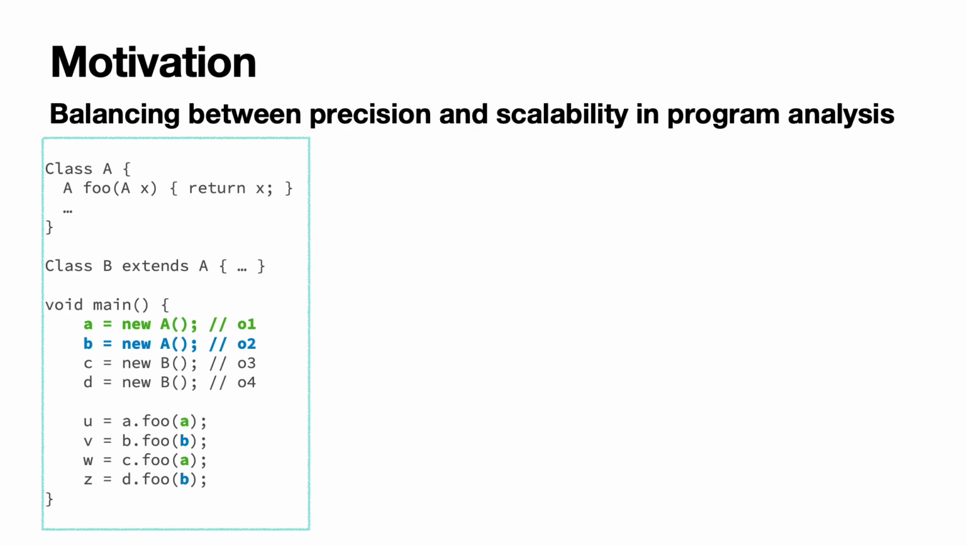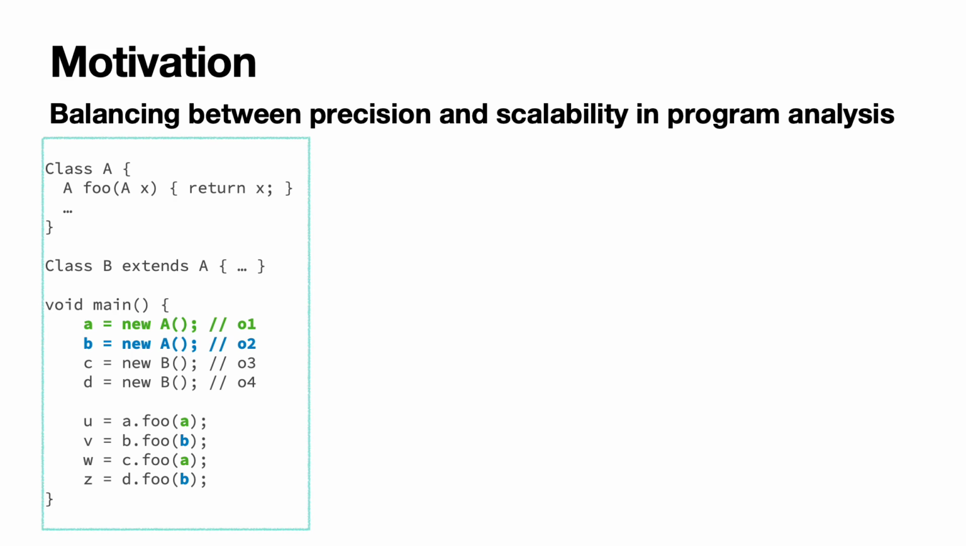Static program analysis balances between precision and scalability by tuning program abstractions. We try points-to analysis on the Java code here, for example. In the main method, class A objects O1, O2, and class B objects O3, O4 are allocated to variables A, B, C, D respectively. Then in the member method foo, O1 is passed to U and W, and O2 is passed to V and Z. We want to know what allocation sets these variables may point to under any calling context, or simply, we query the relation insensitive points-to.